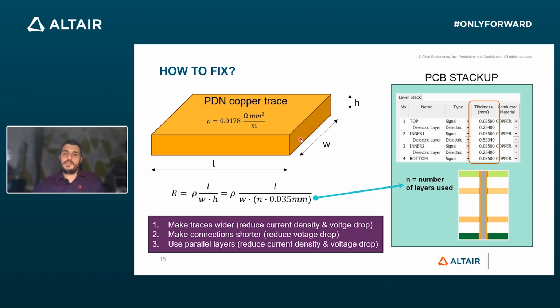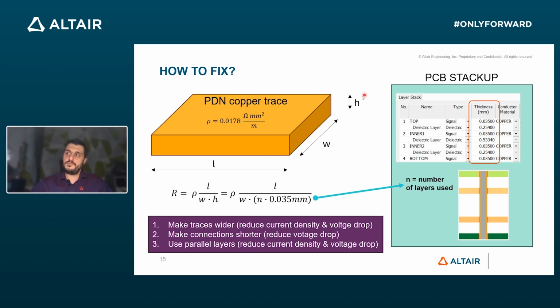This way, you will reduce the resistance of this connection, so automatically the voltage drop as well as the current density will go down. In some places, we can reduce the length, so the distance between the source and this transistor or this sink of the energy. This can also help, but in not many cases it is possible.